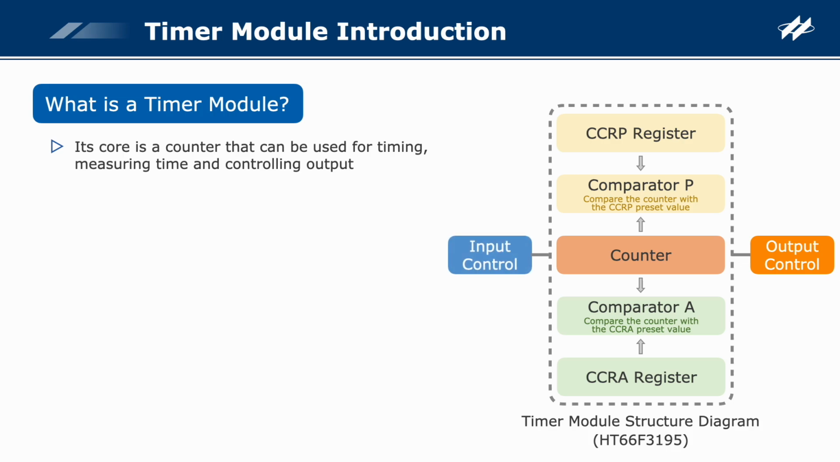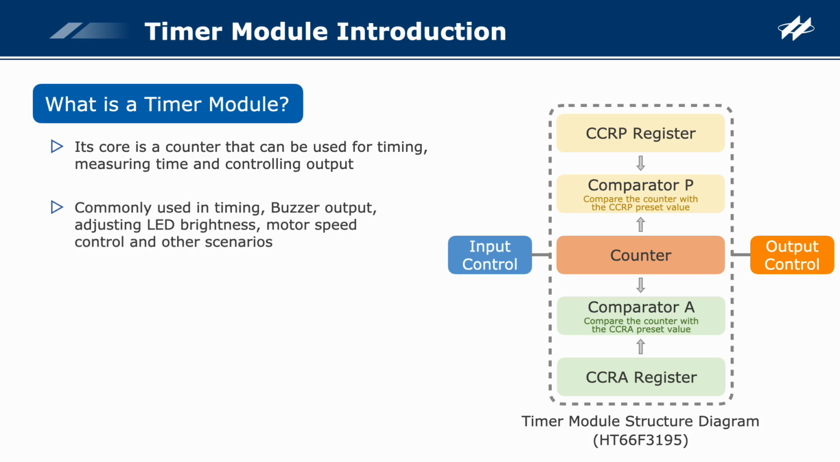In addition, the count pulse input of the timer module can come from inside or outside the system. Combined with the functions of input control, count and compare match and output control, the timer module can be used in timing, buzzer output, adjusting LED brightness, motor speed control, and other scenarios.